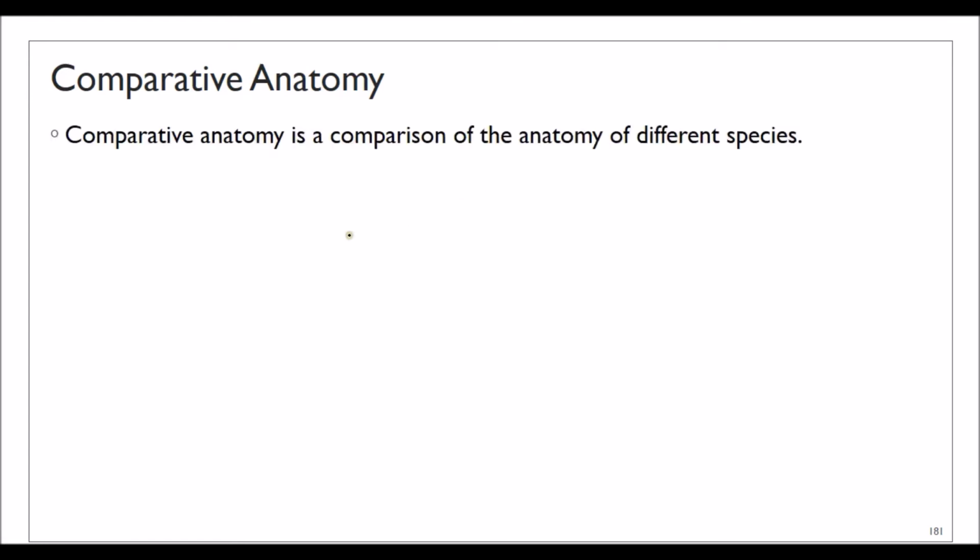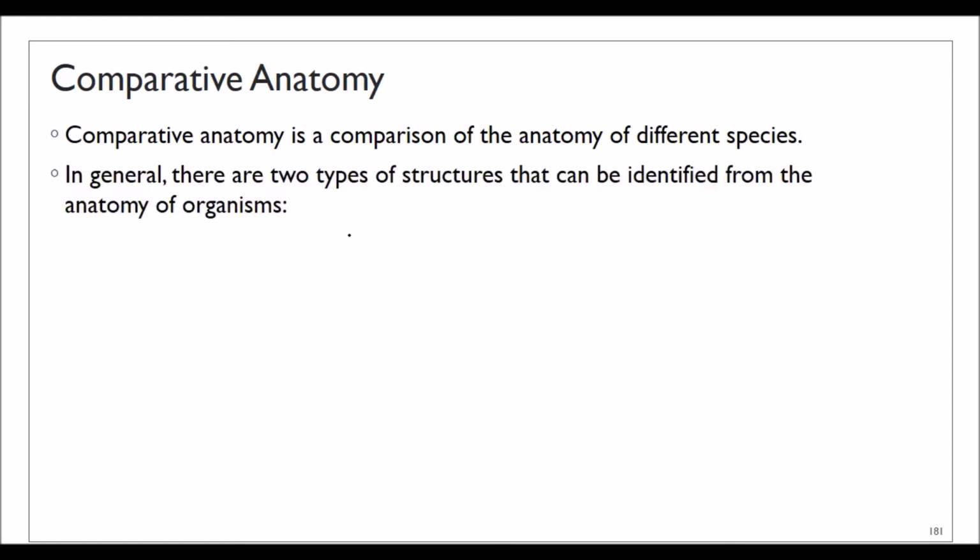The other type of evidence for evolution is comparative anatomy. Comparative anatomy is the comparison of the anatomy of different species. So you don't look specifically at the embryo, you look at the species once it is fully developed. And generally, when you look at the anatomy of different species and compare them, there are two types of structures that you can identify. The first one is what is called homologous structures, and the second one is analogous structures.